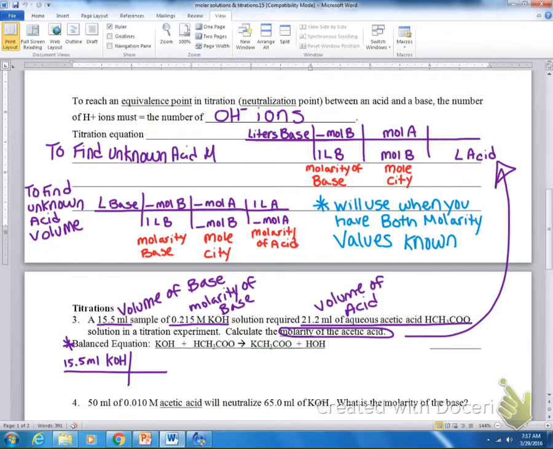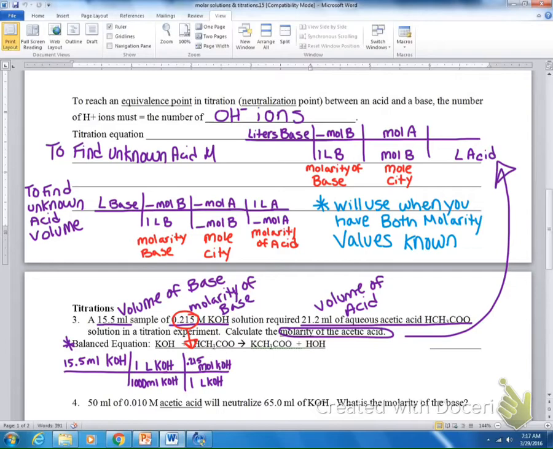First thing I'm going to start with is my given, my 15.5 mL sample of KOH. I know that mL of KOH need to go on the bottom, and because I'm using the molarity of my base, I need to get to liters. So I'm going to go to liters of KOH, and I know 1 liter is 1,000 milliliters. Then I'm going to continue my T-chart, and I know that liters of KOH go on the bottom, and I need to get to molarity of an acid, which means I need to end with moles of acid on top. The only way I can do that is to get to moles of base first, and I can go from liters to moles because I have the molarity in my problem.